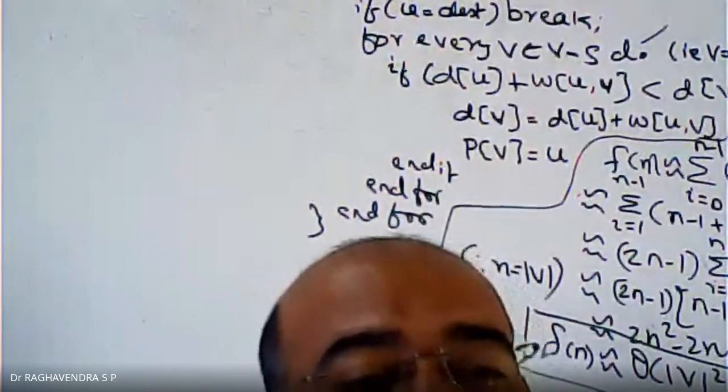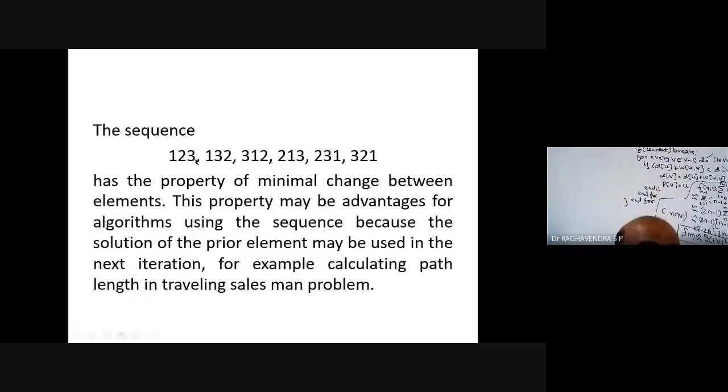Okay, so these are the series or different combinations of numbers we are going to get, provided that n equals 3. So 1, 2, 3 is different from the rest of the numbers, and 1, 3, 2 is different from the rest, 3, 1, 2 is different, 2, 1, 3 is different, 2, 3, 1 is different, and 3, 2, 1 is different. So all are different numbers, they are rearranged. And this has the property of minimal change between the elements. So the minimum number of changes among them is already provided.